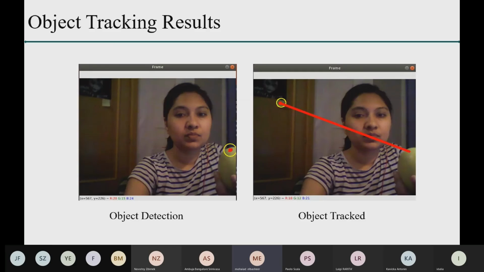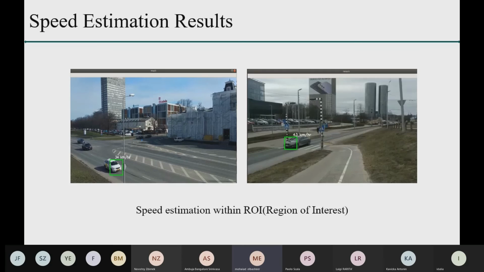Coming to the speed estimation algorithm, we did a series of experiments to be able to realize the estimation. One of these experiments was to track the object. We wanted to check if it has been really tracked or not. This was a simple experiment where we were trying to track a ball, and you can see those results. It works perfectly fine. The algorithm works well, and these are a few speed estimation results presented here. You see 34 km/h and 43 km/h.